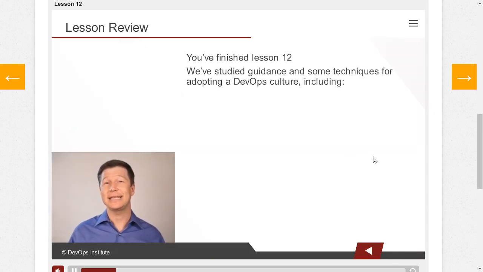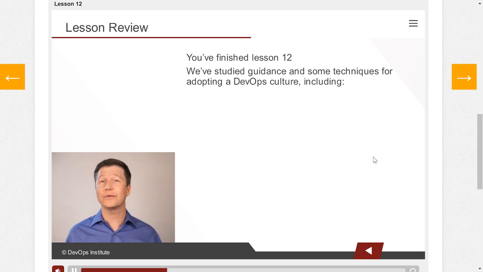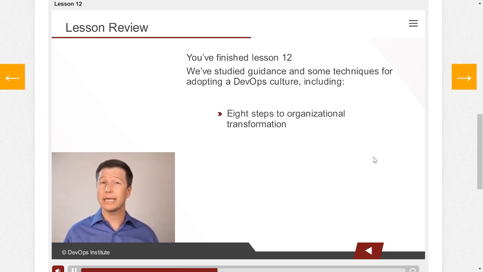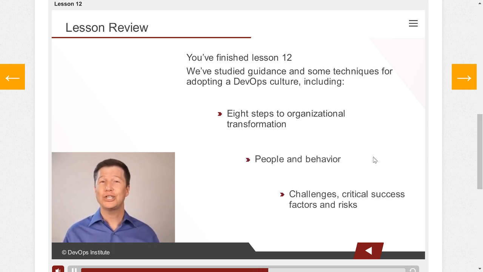That brings us to the end of Lesson 12. We've studied guidance and some techniques for adopting a DevOps culture, including 8 steps to organizational transformation, people and behavior, and challenges, critical success factors, and risks. Coming up next, we've got some summary points and some exam guidance before the end of the course.